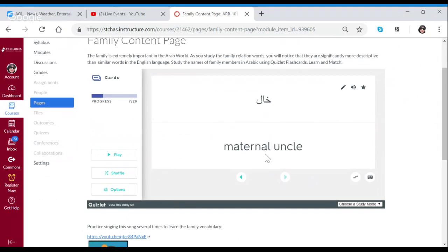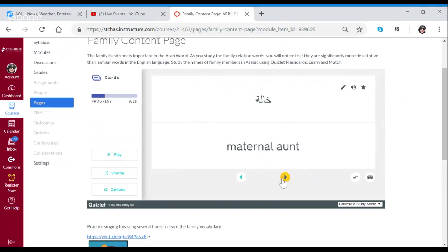Here we have khal. Khal is a maternal uncle, so it would be your mother's brother. Your aunts and uncles are designated by whether they belong to your mother's side of the family or your father's side of the family. So khal is a maternal uncle.